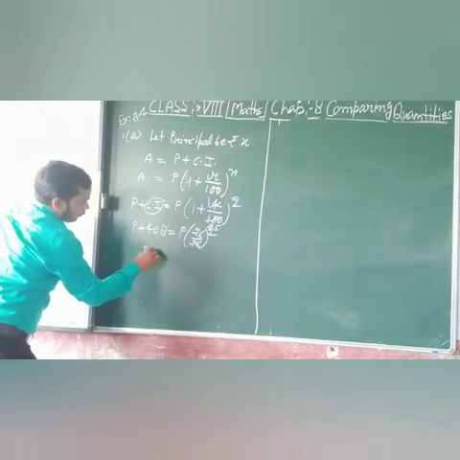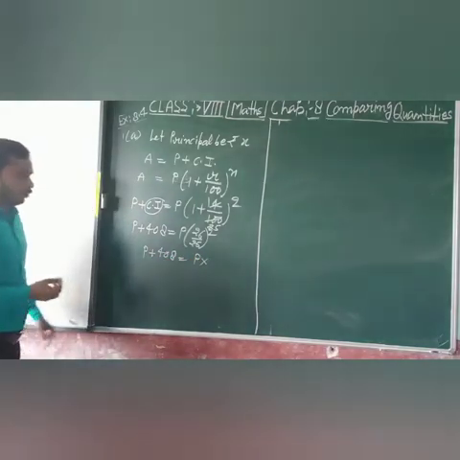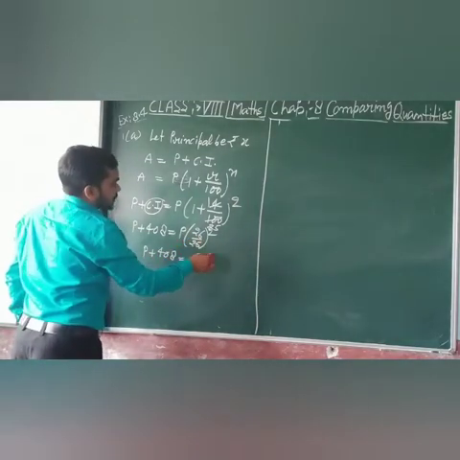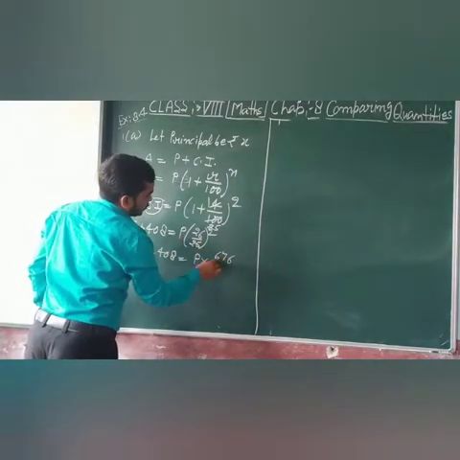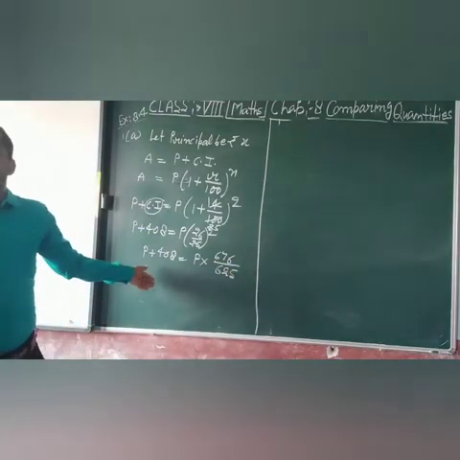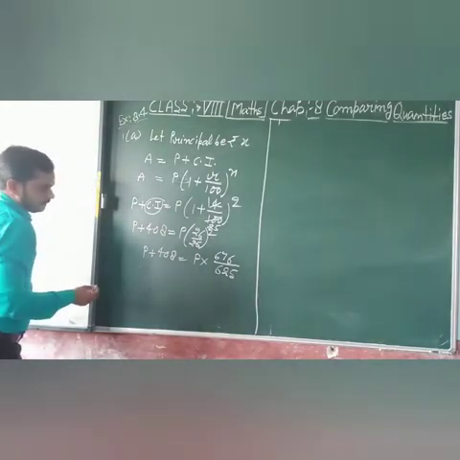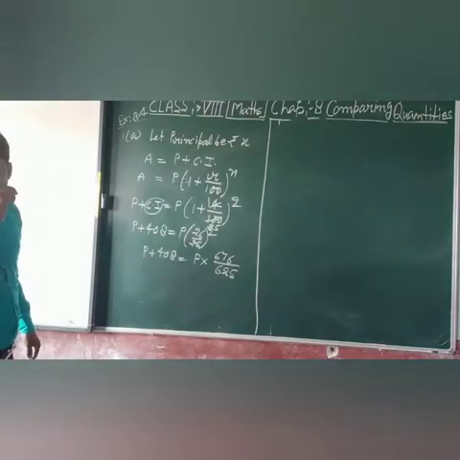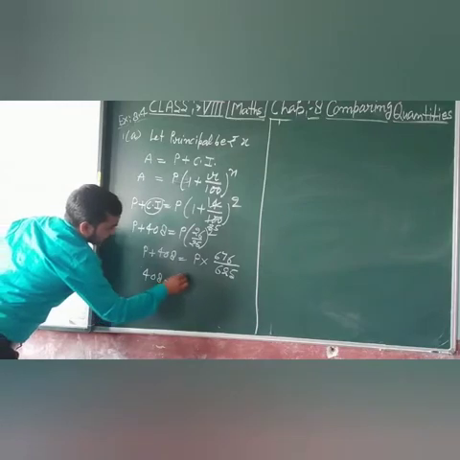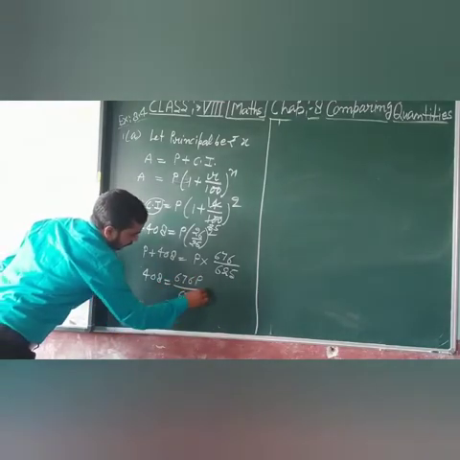So P plus 408 equals P into (26 upon 25) whole power 2. That means the square of 26 is 676 and the square of 25 is 625. Then transpose this P to the right side. So we have 408 equals 676P upon 625 minus P.